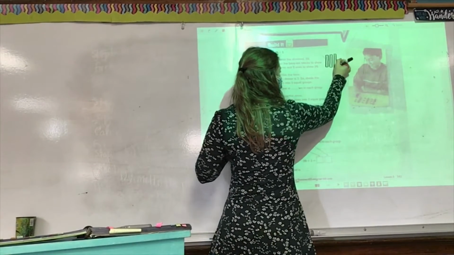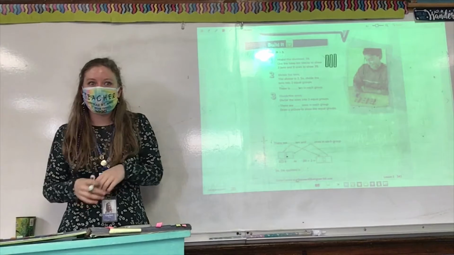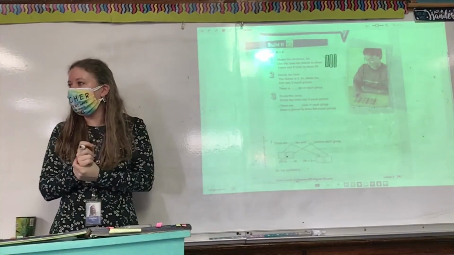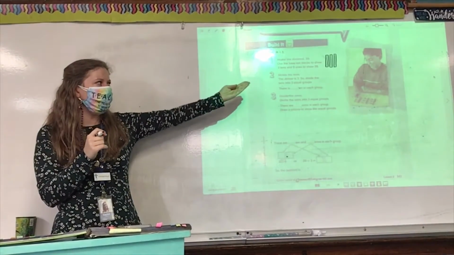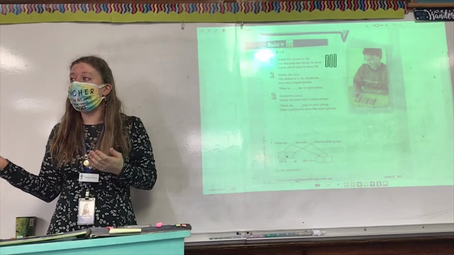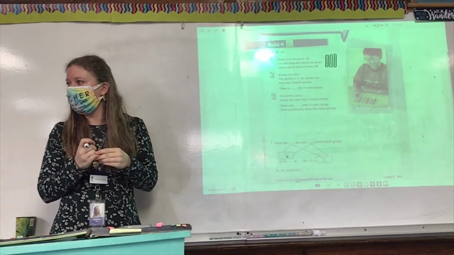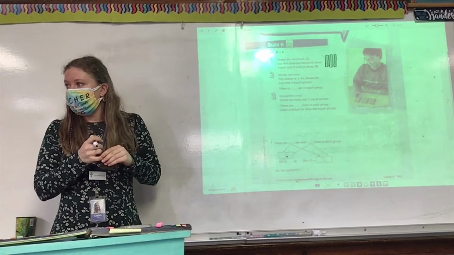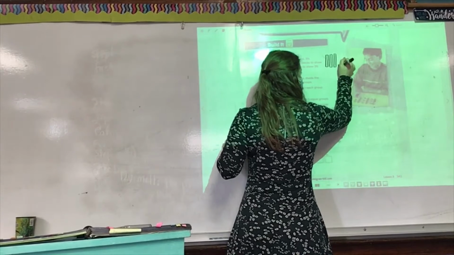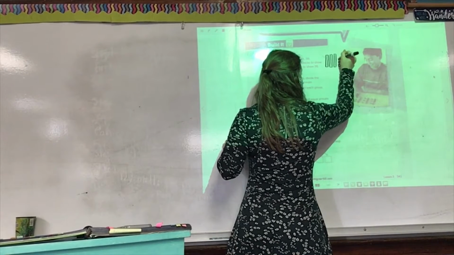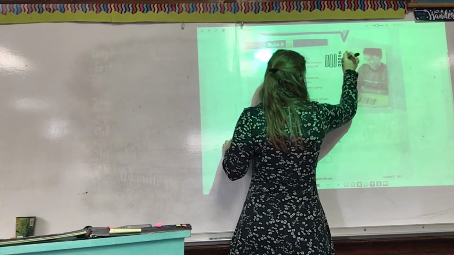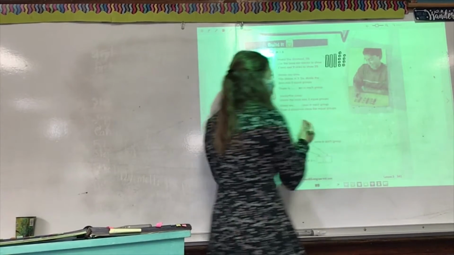Remember, make sure that your 10 rods are long and skinny, but not too long and skinny to where it takes up the whole page. Okay, and then how do we finish it? That models what number? Right now we have what number modeled? 30, but we want to model 39. So how do we show the 9? And we draw 9 ones cubes. 1, 2, 3, 4, 5, 6, 7, 8, 9.